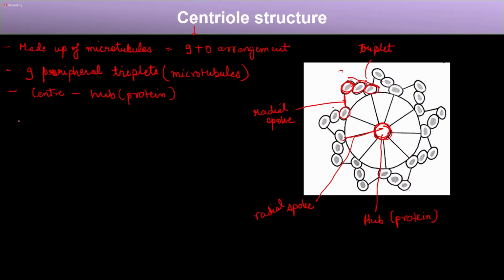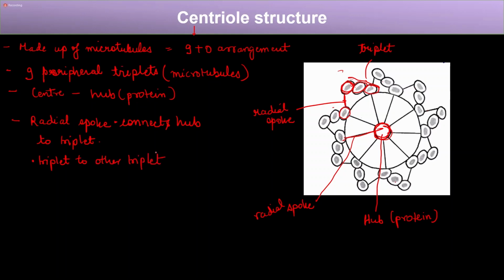Okay. So we can write that the radial spoke, what is it doing? The radial spoke connects hub to triplet, and it is also connecting triplet to triplet. It connects hub to triplet, and it also connects triplet to other triplet, right? So this is the function of the radial spoke.